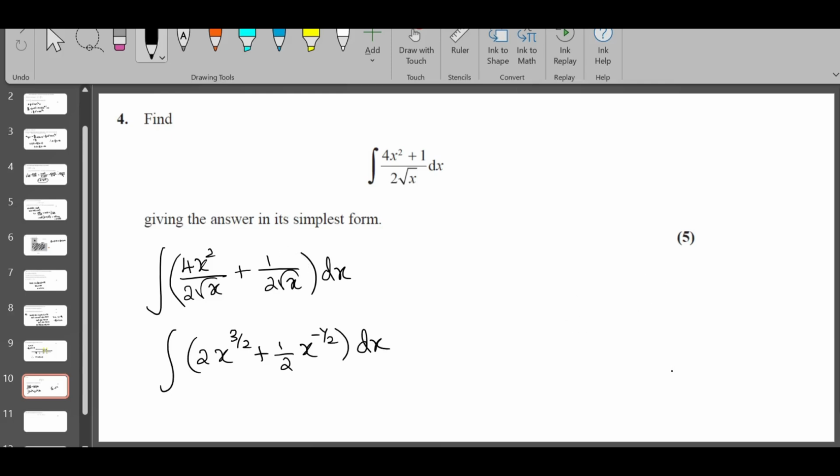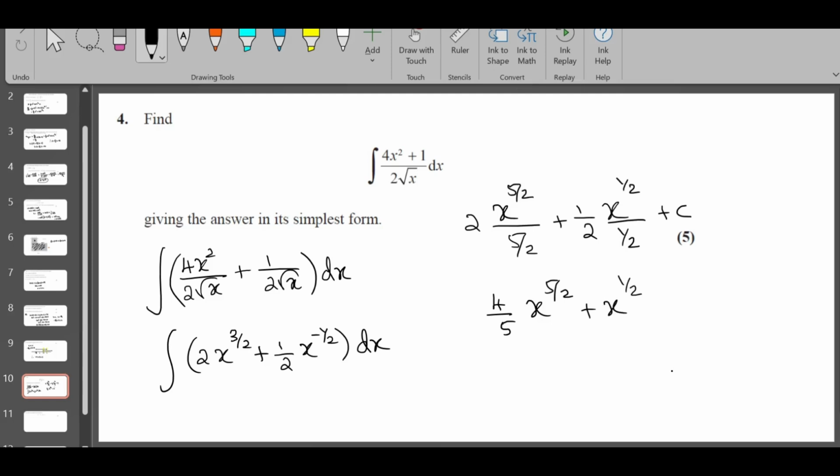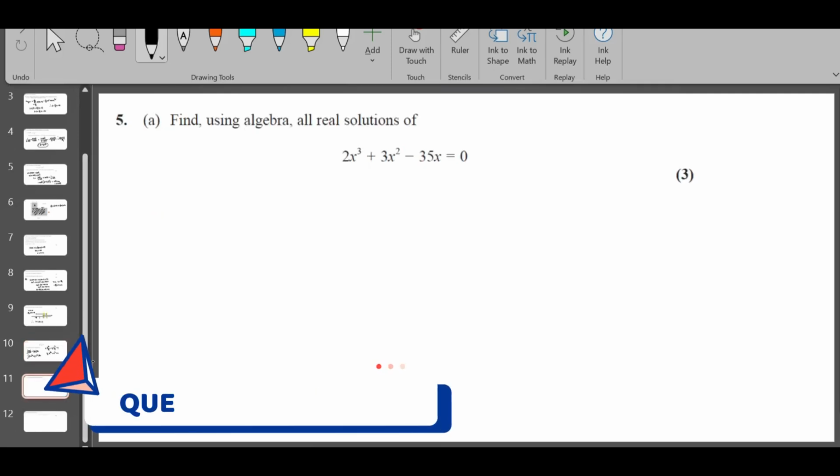Now we integrate it. The first term becomes 2 x power 3 over 2 plus 1, which is 5 over 2, by 5 over 2 plus half. X power minus half plus 1, which is positive half, by positive half plus c. So here you're gonna get 4 over 5 x power 5 over 2. Half can be cancelled. X power positive half plus c. That's all. That's one easy 5-mark question. Let's move on to question number 5.